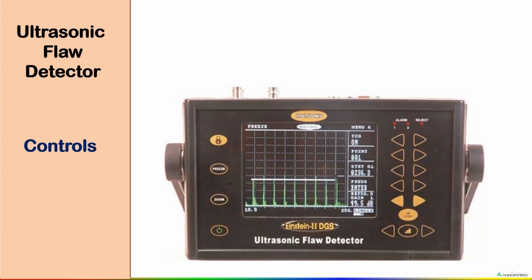Controls. Now, we will look at some of the basic controls of a flaw detector. A typical ultrasonic flaw detector is shown here. First, we will understand sweep control. This control is used to set the horizontal line, that is, the time-based line of the CRT, to represent a given thickness of a given material.